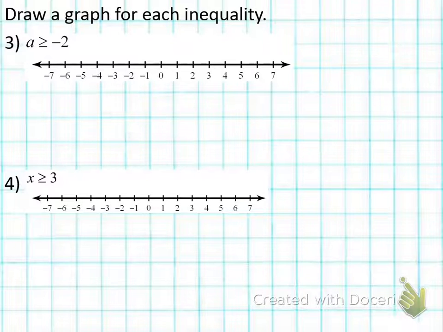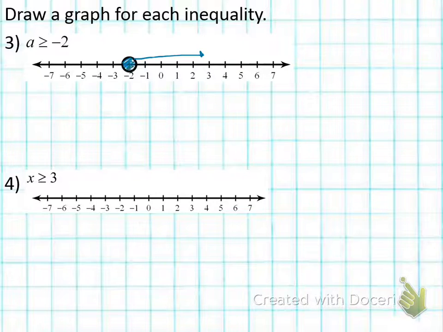Which one? -2. Okay, so you go to -2, draw a circle. Which way is my arrow going to point? To the left or to the right of the circle? What does it say? A is less than or greater than? Greater than, right? So we want it to point to the right. And do we fill it in? Yes or no? Do we fill this guy in? Yep, because it says equal to.